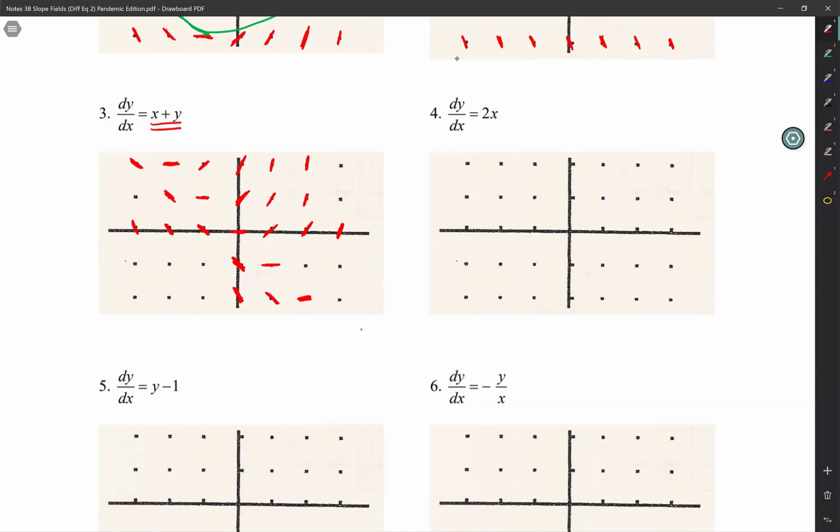Now I'm at 3, 1, a slope of 4, and a slope of 5. It's already looking almost like tangent, but it's not. I got all of quadrant 1 done. Let me work on quadrant 4.